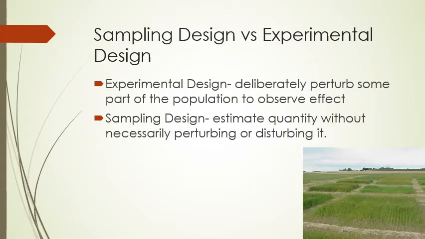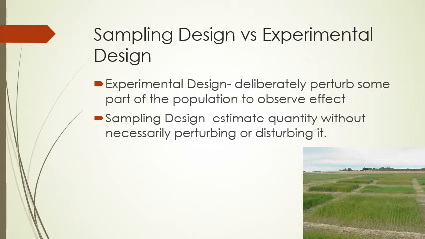Before we go on here, I want to make a distinction between sampling design and experimental design. In experimental design, we deliberately perturb or add treatments to some part of the population to observe what the impact is. And most of the focus of experimental design is what is the most efficient way to do that? Do we just simply randomly apply the treatments? Do we use what we call a blocked design, where we put all of the different treatments in one blocked area and then have that repeated across our landscape and so on? And we'll be getting into that in more depth.